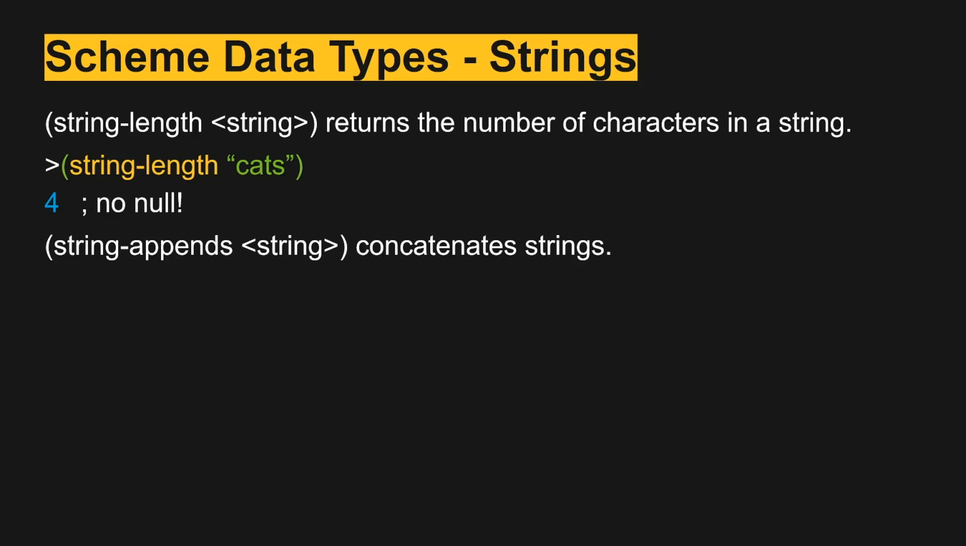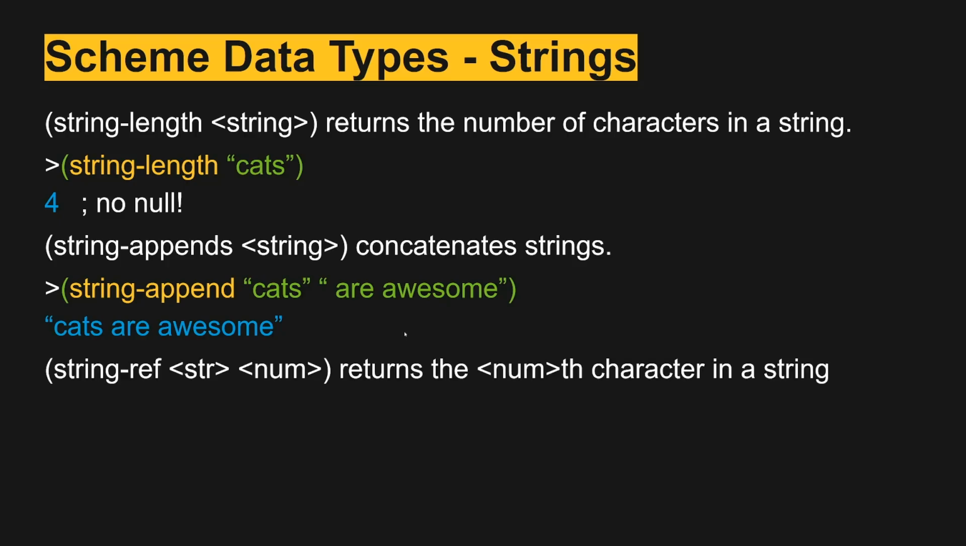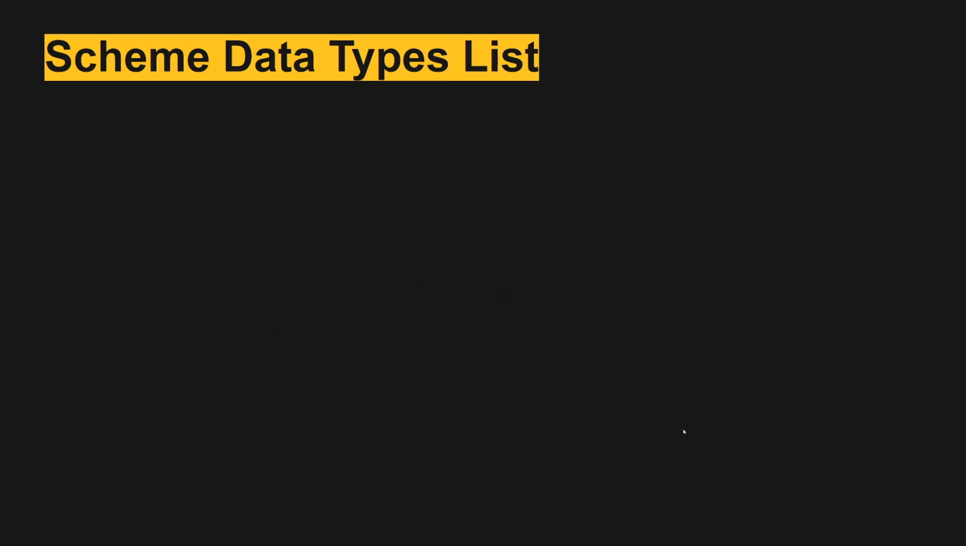And then we can add to a string. We can concatenate strings by using string append. So string append cats are awesome gives Cats are awesome. String ref will return the Xth character in a string. So we can get the characters from a string. This would be the equivalent to using square brackets in C. We can get a substring. It will return, for a particular string, the characters between the provided indices.